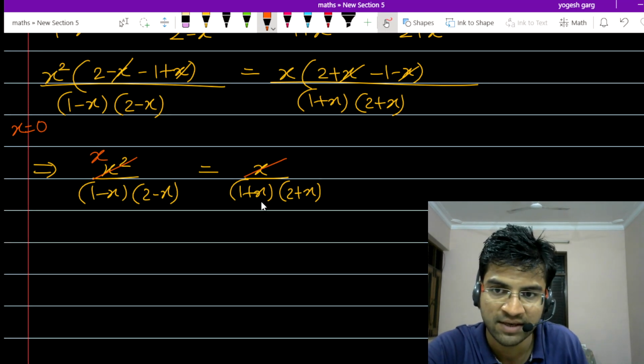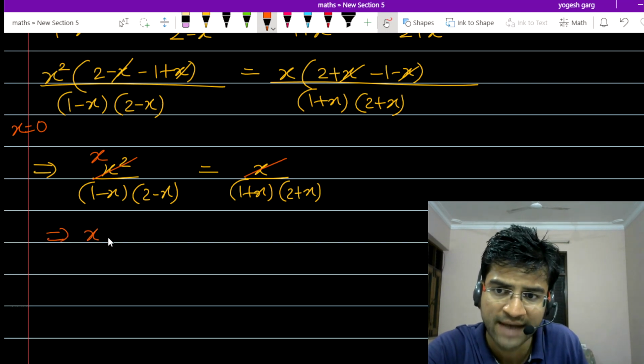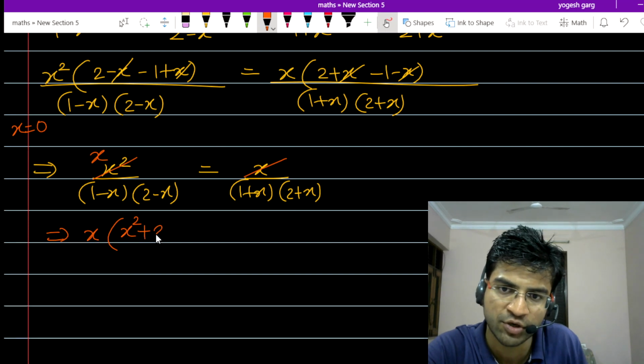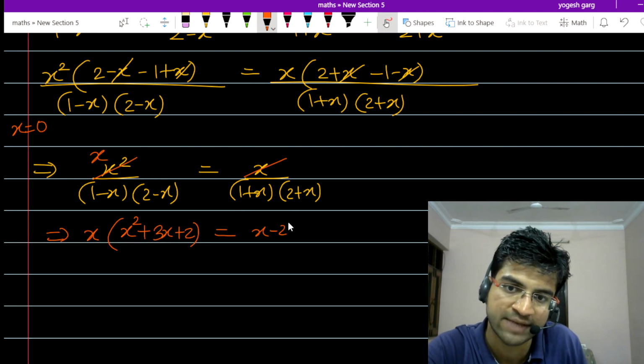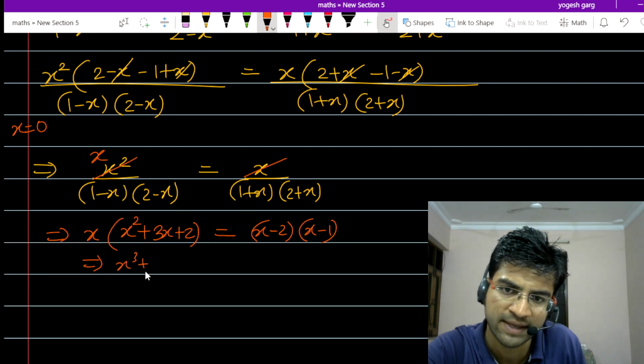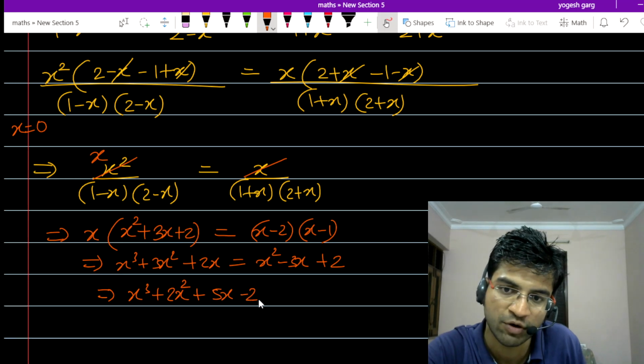So, this is x, right? You have 1 minus x, 2 minus x. Just cross multiply: x into x plus 2 into x plus 1. So x square plus 3x plus 2 is equal to, over here it will be x minus 2 into x minus 1. Right, so finally we have x cube plus 3x square plus 2x, and this is x square minus 3x plus 2. Simplify this, it is x cube plus 2x square plus 5x minus 2 is equal to 0.